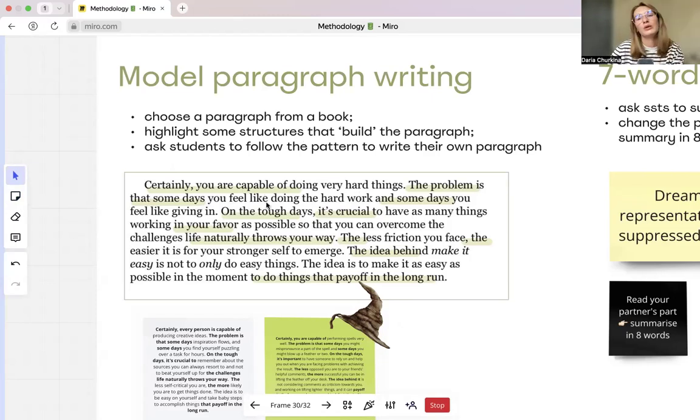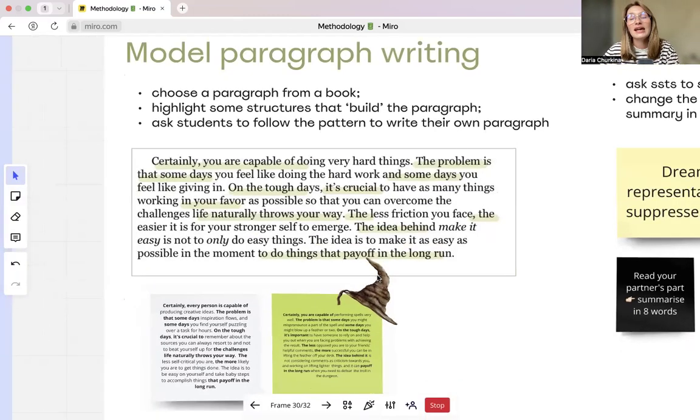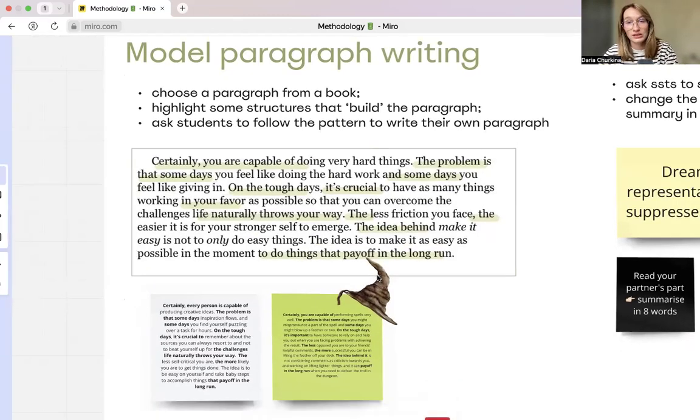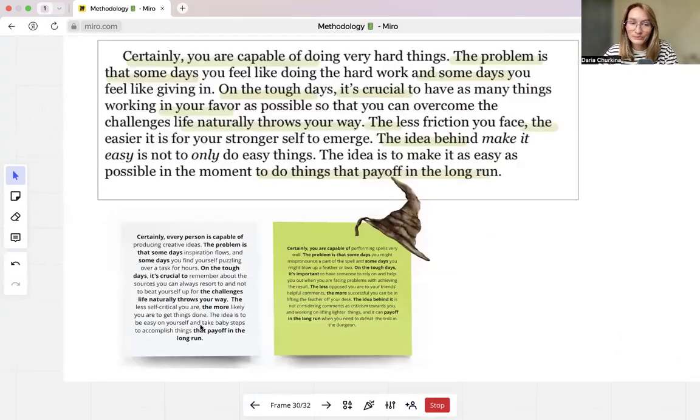Yes, certainly we are capable of doing very hard things. The problem is that some days, and some days, and then on the tough days, it's crucial to blah, blah, blah. Yes, and I asked my students to create an absolutely different text. This is what they came up with.